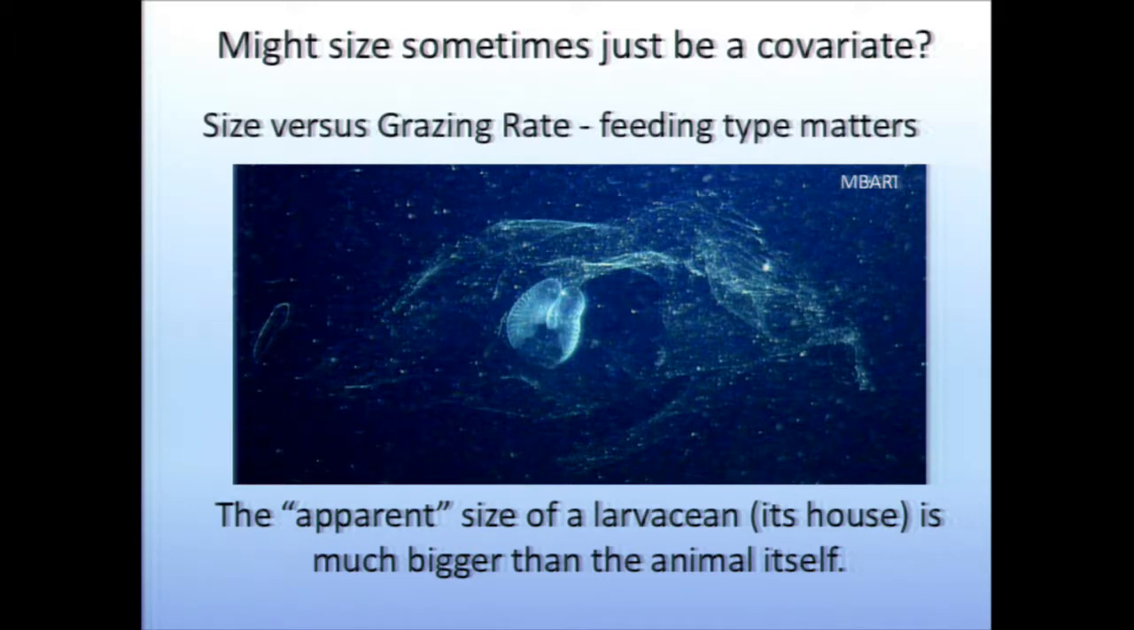So larvaceans, actually, for those of you who are not zooplankton geeks like me, are teeny tiny little critters closely related to us, with a tail, and they build these huge houses and move water through them. They're able to encounter prey of a larger variety of size classes, and they can consume a lot of primary productivity. So the apparent size of a larvacean is actually much bigger than the critter itself.